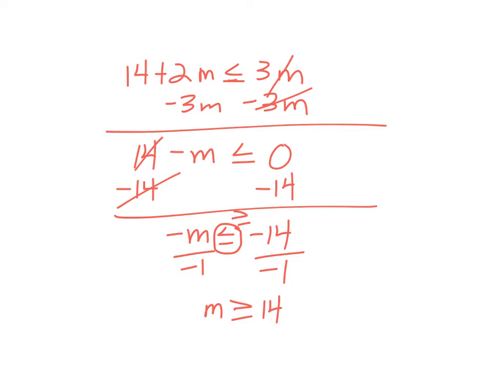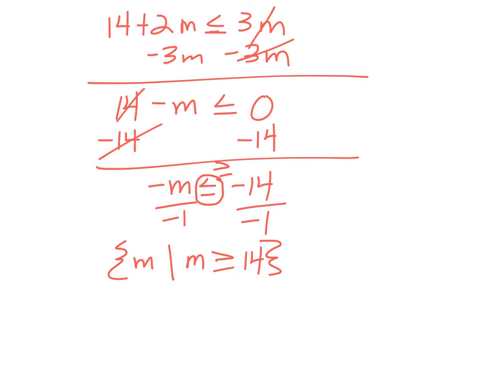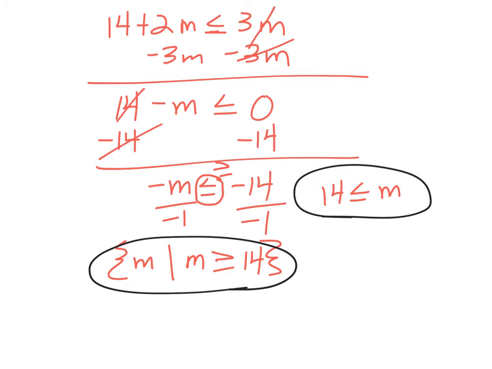Which, technically speaking, would be the set m such that m is greater than or equal to 14. Now, let me show you something here. If I would have put the m's on the right side, my answer would have ended up being 14 is less than or equal to m. Now, do you see that this is the same thing as this? 14 being less than or equal to m is equivalent to saying m is greater than or equal to 14.